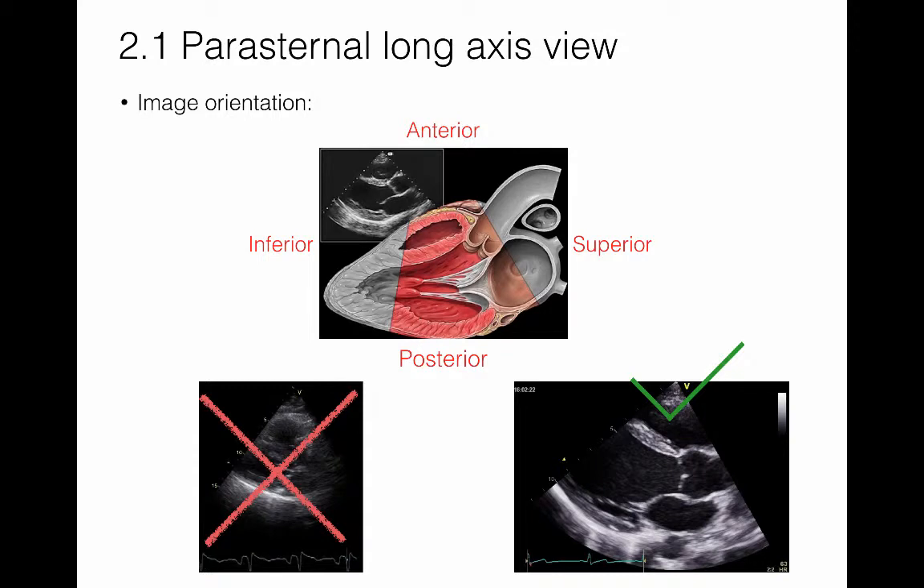Image orientation is important to understand. Remember that in the parasternal long axis position, anterior structures are shown at the top of the sector, posterior structures at the bottom, inferior structures at the left, and superior structures at the right of the sector. 2D images should be optimized to provide adequate endocardial definition for accurate measurements.